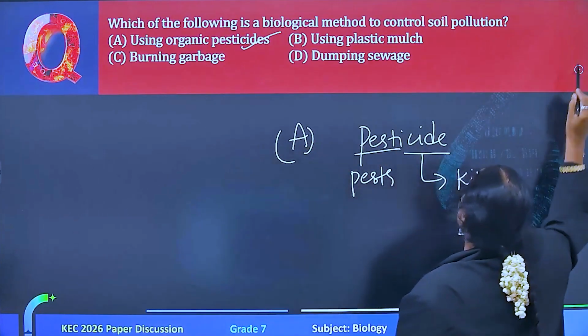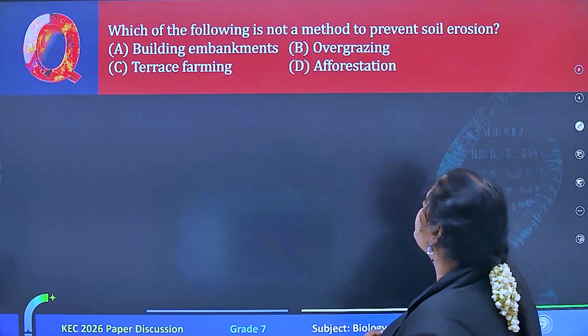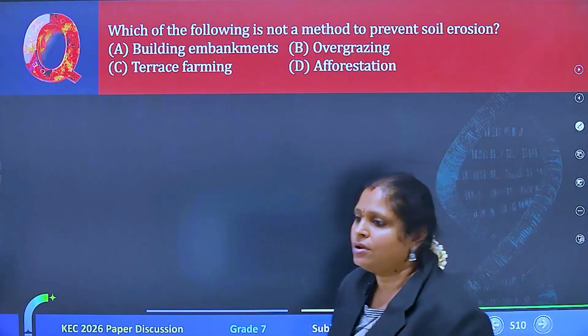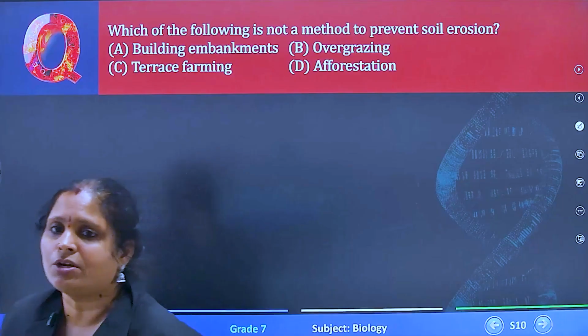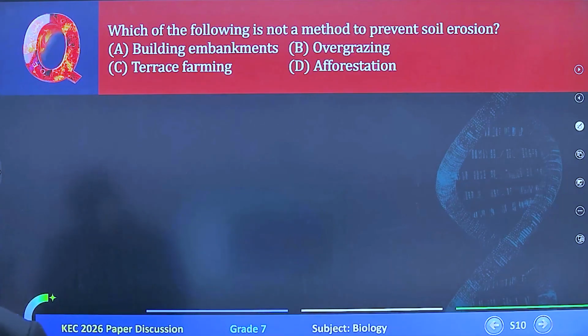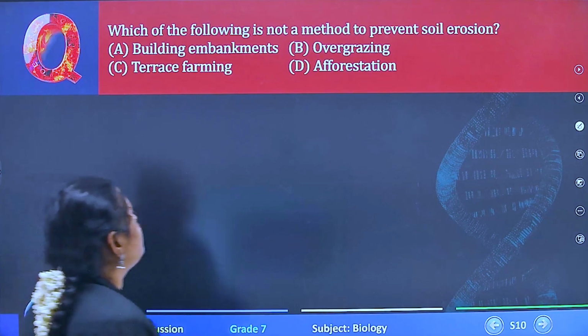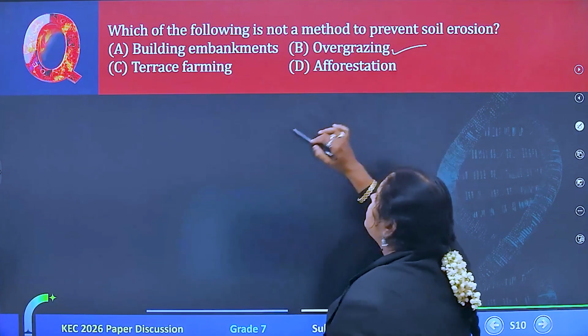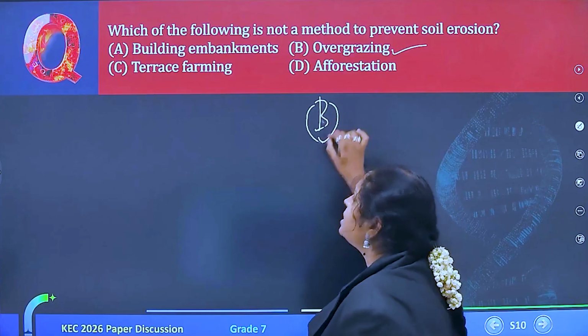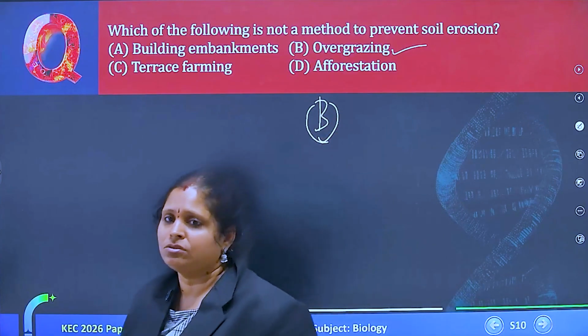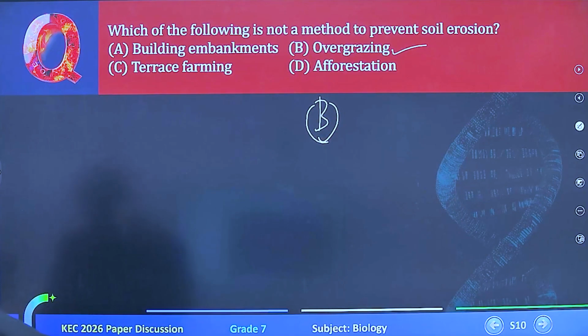Very good. Next, which of the following is not a method to prevent soil erosion? Please write the answer, all of you. Overgrazing is not a method to prevent soil erosion. Yes. Coming to the next question.